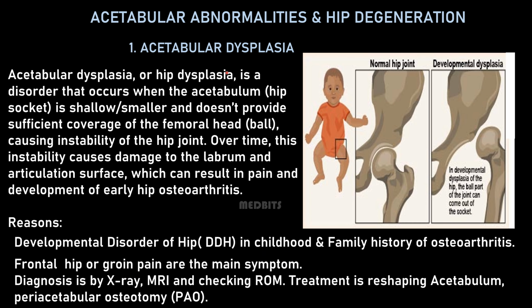Let's start with the first topic, which is acetabular abnormalities and hip degeneration: acetabular dysplasia. Before I start, please make sure you have a paper or a book so that you can write down these notes. As usual, please draw the diagrams as you can see here. Draw them, because that's how you're going to get really good marks.